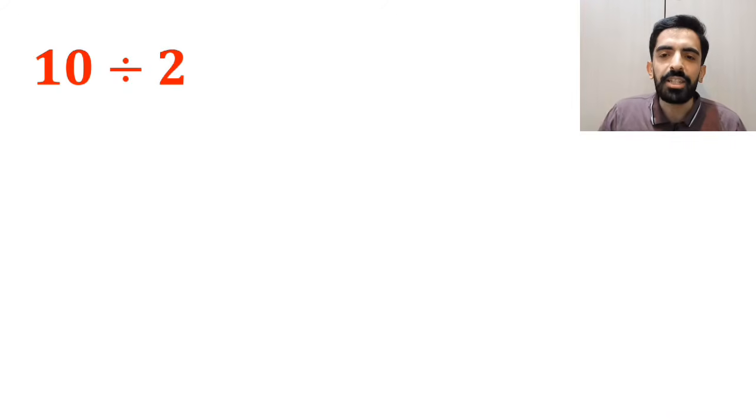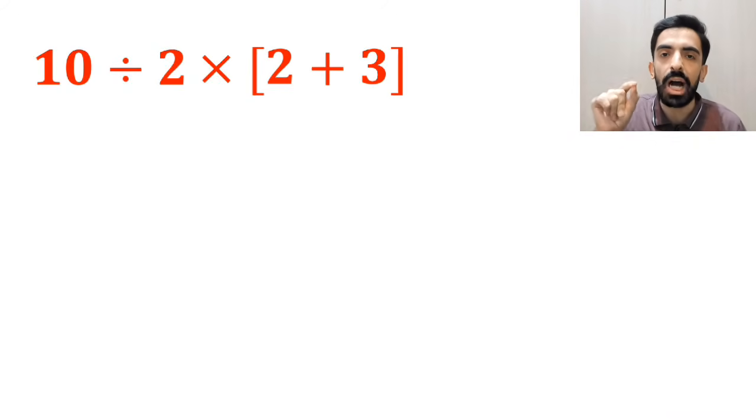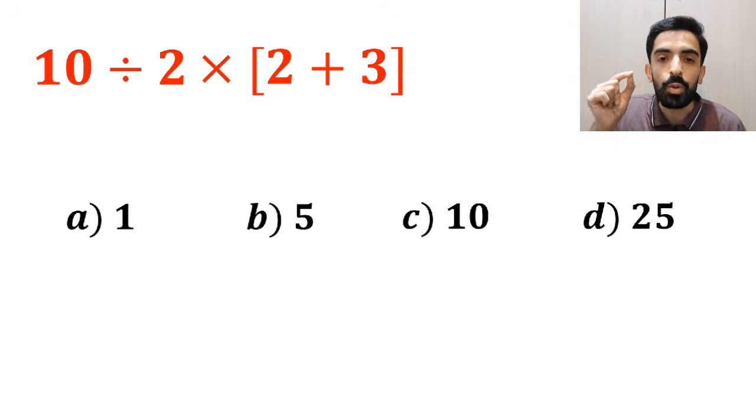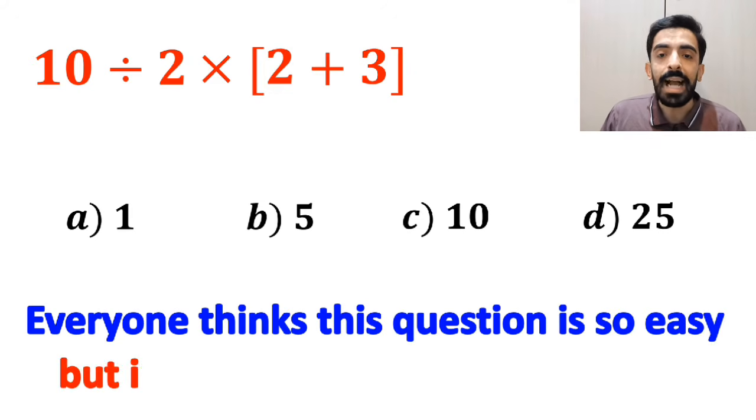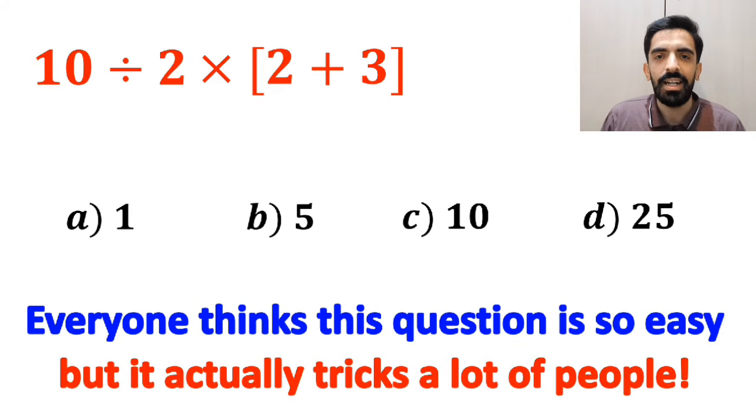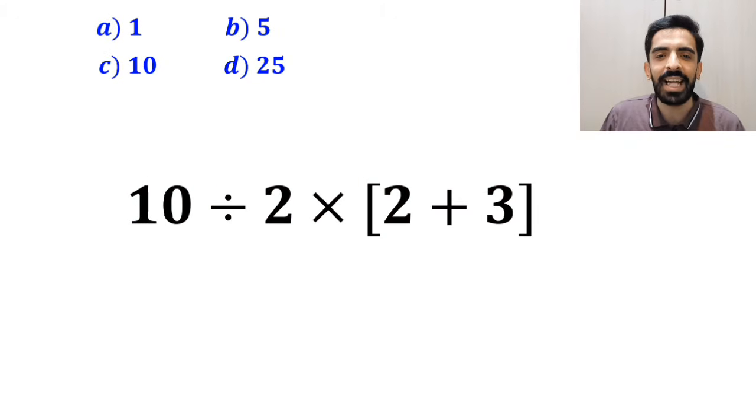What is the value of the expression 10 divided by 2 times open bracket 2 plus 3 close bracket? Which option do you think is the correct answer to this question? Everyone thinks this question is so easy, but it actually tricks a lot of people. Let's take a closer look and solve it together.